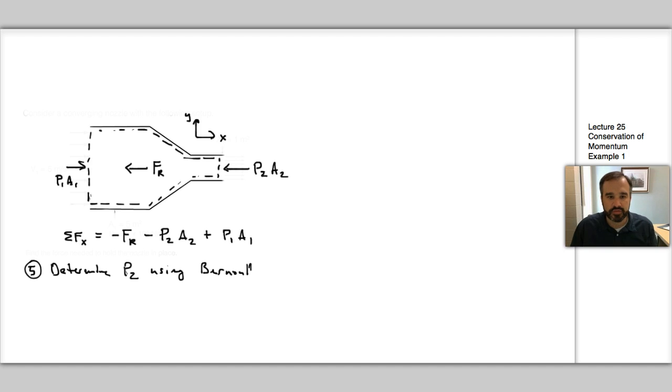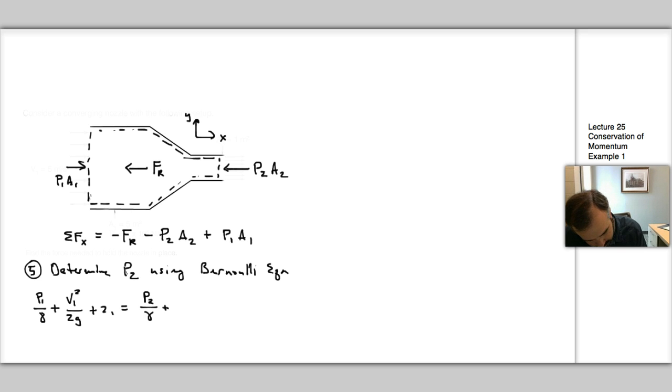Okay? So we can set up the Bernoulli equation between the control surface at 1 and the control surface at 2. And that is going to give us P1 over gamma plus V1 squared over 2g plus Z1 is equal to P2 over gamma plus V2 squared over 2g plus Z2.